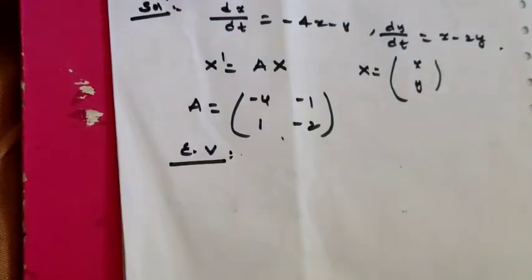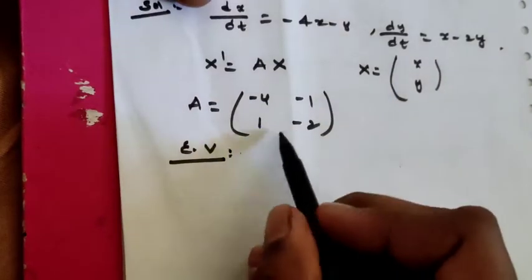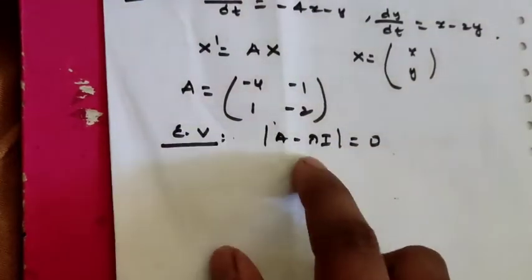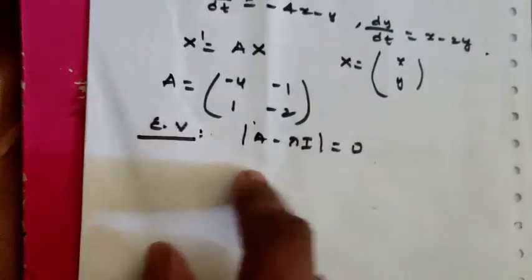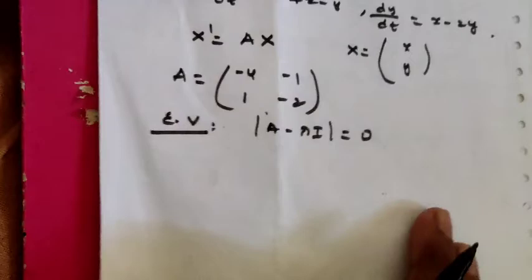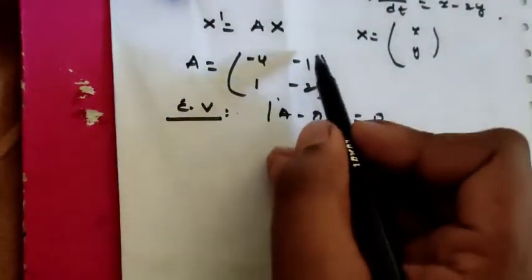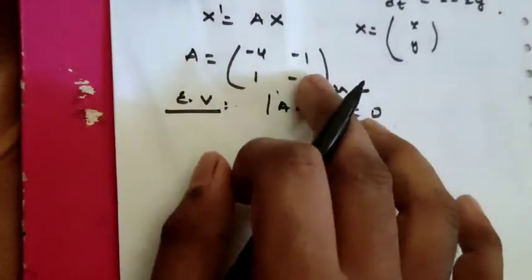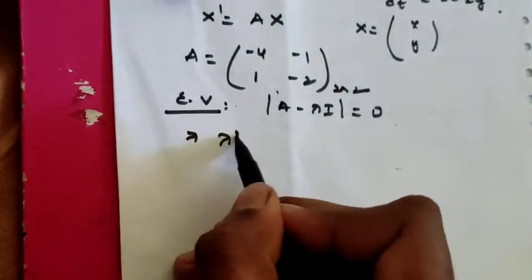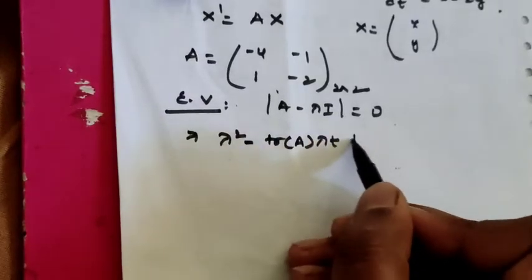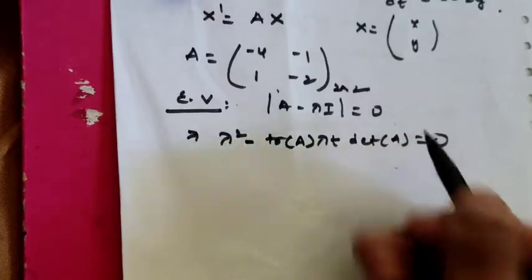Now we have to find the eigenvalues by using the characteristic equation, A minus lambda I is equal to 0. We need not substitute all values. I am giving a trick for solving a 2 by 2 matrix. The trick is, the characteristic equation of a 2 by 2 matrix is lambda square minus trace of A lambda plus determinant of A is equal to 0.